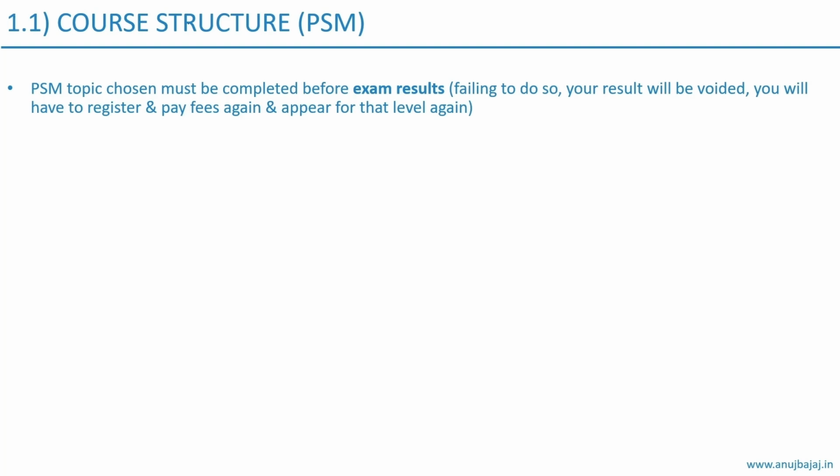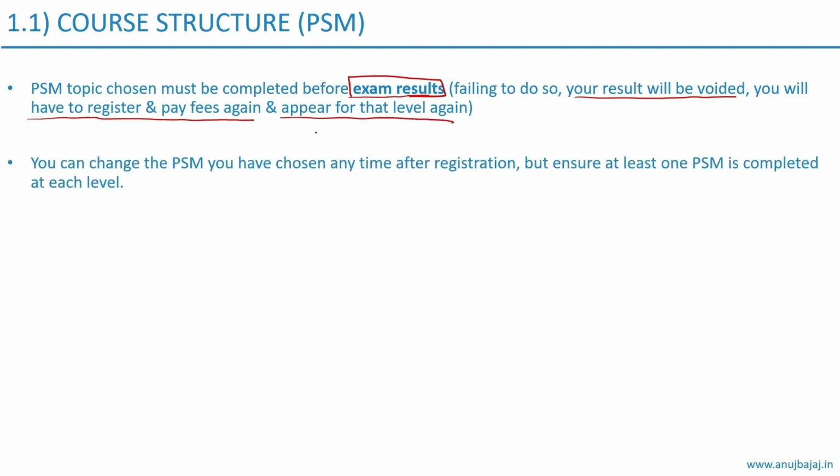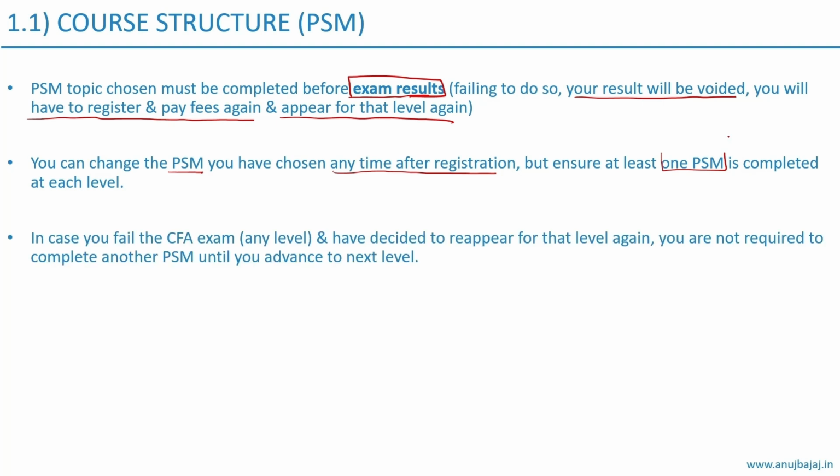The Practical Skills module chosen must be completed before the exam results arrive. If you fail to complete your module before the exam results arrive, your result will be voided and you will have to register for the examination again. You will have to appear for that particular level again. And you can change the PSM you have chosen anytime after registration. But ensure that at least one PSM is completed at each level.